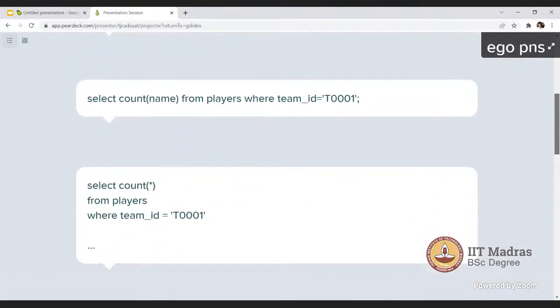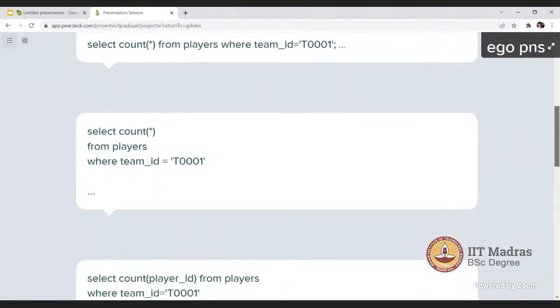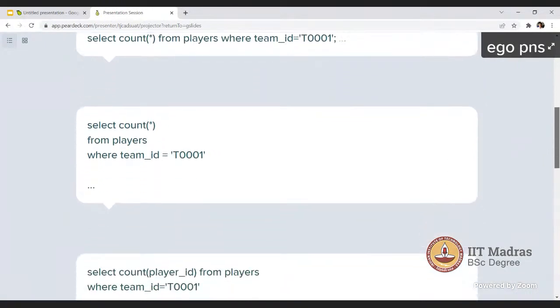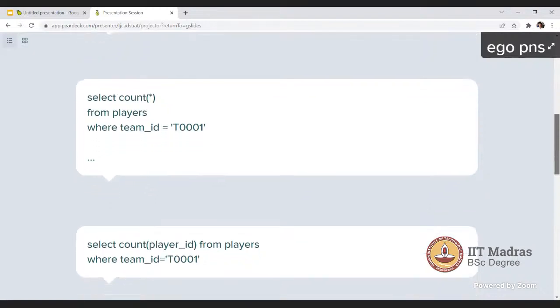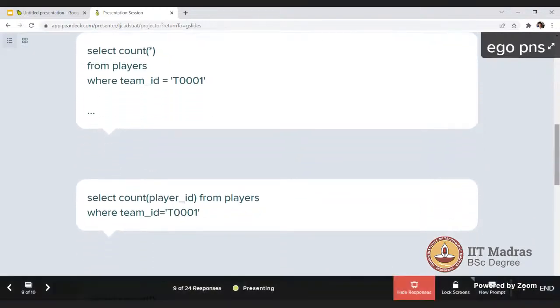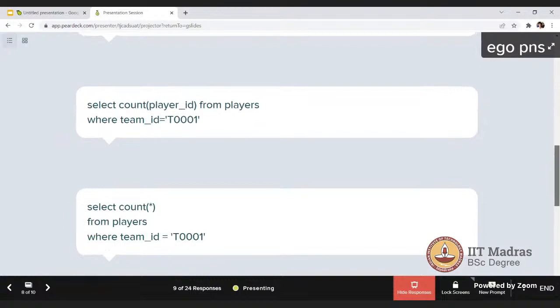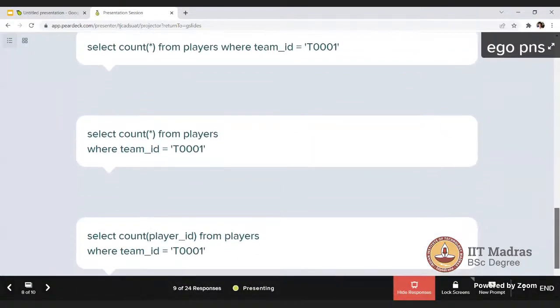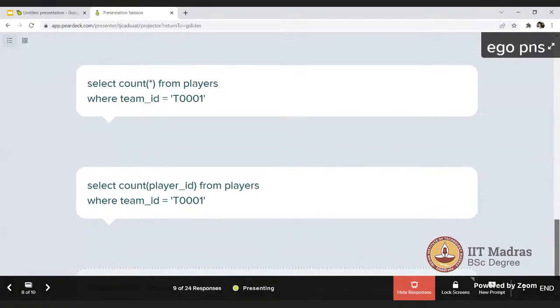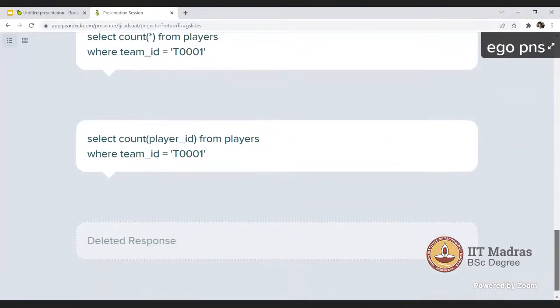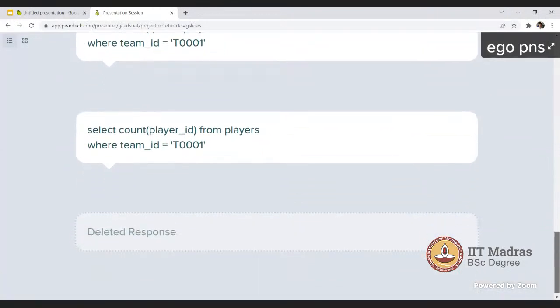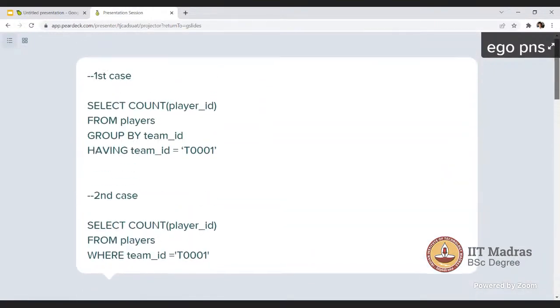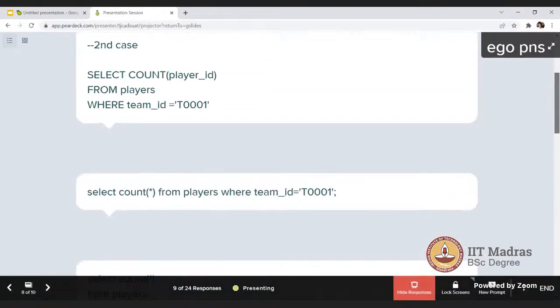Select count star from players where team ID. Okay, count star will give the count. Player ID from players where team equals this. Okay. I think everyone got it correct.